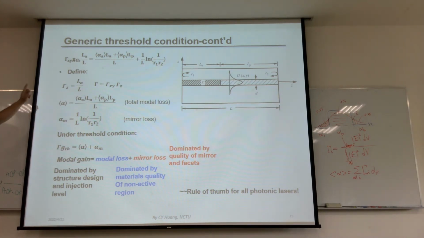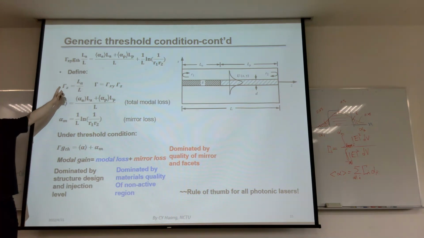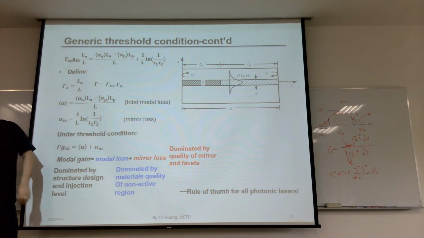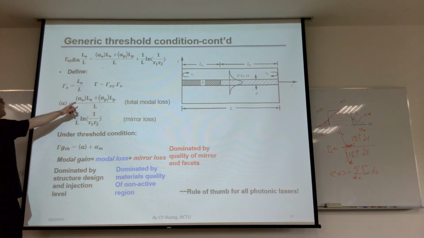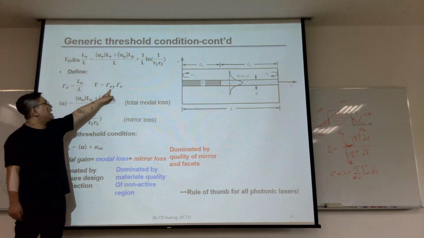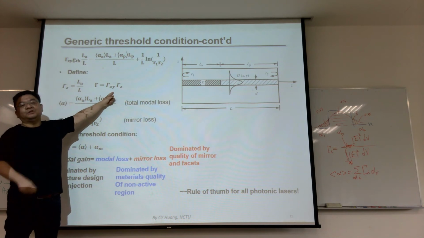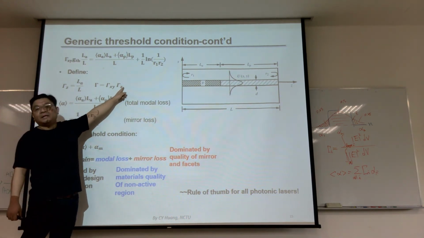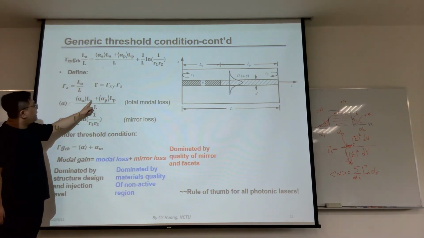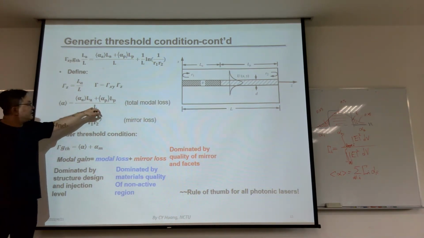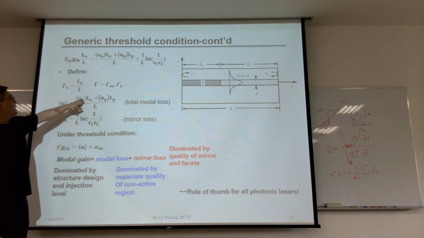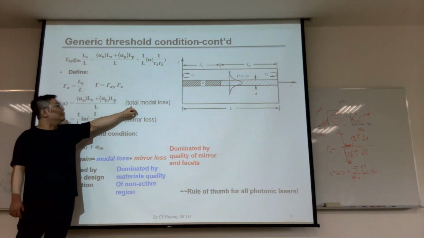Then we define the axial confinement factor as L_A divided by L, the portion of length which is active. Then another gamma, the overall confinement factor, is gamma xy, the cross-sectional confinement factor, times gamma z. And alpha_A L_A plus alpha_P L_P divided by L is just another weighting again. So this will be the total modal loss.